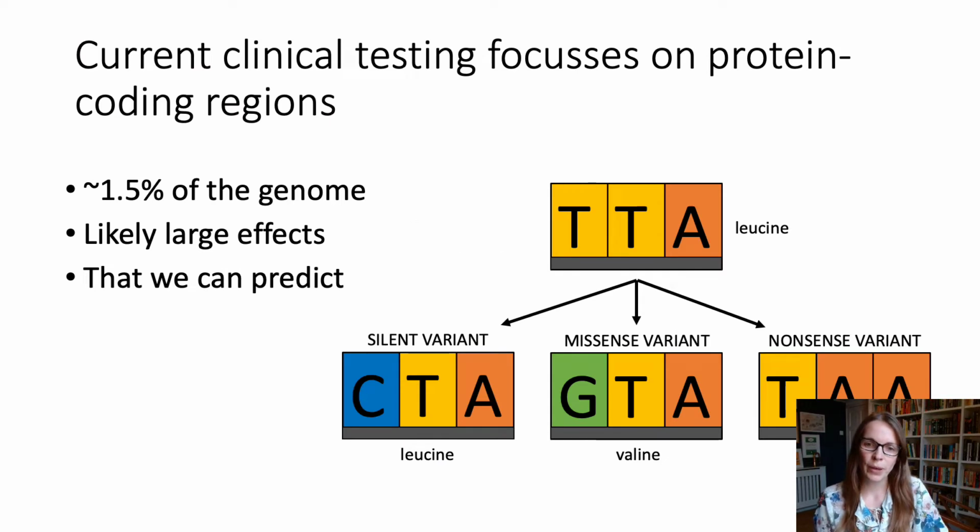So by way of background, the majority of our clinical sequencing currently focuses almost exclusively on regions of the genome that code directly for protein. This strategy makes perfect sense. This is a very small amount of the genome, around 1.5%, and variants within these regions likely have a very large effect because they directly impact the protein. And this effect is, crucially, one that we can predict. We have this beautiful amino acid code that allows us, with some accuracy, to predict the effect of any single variant on the protein sequence.